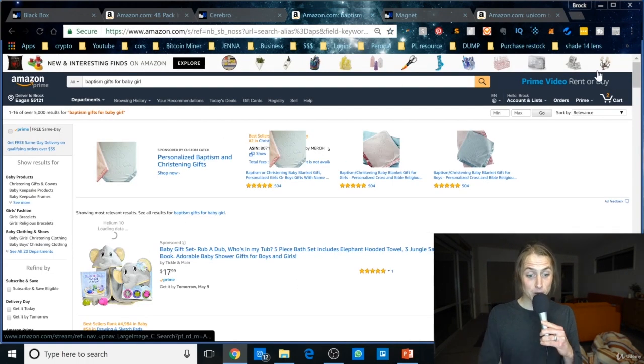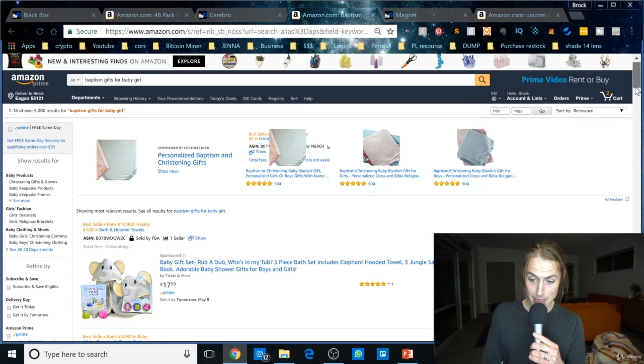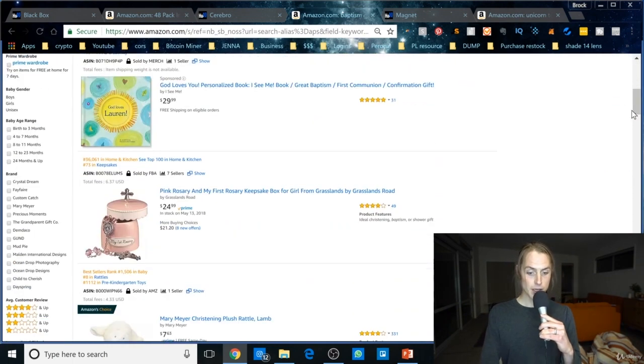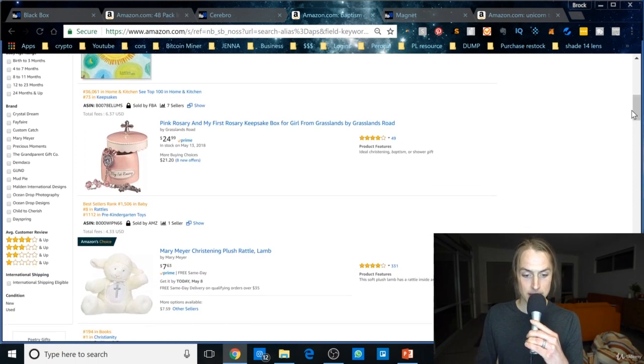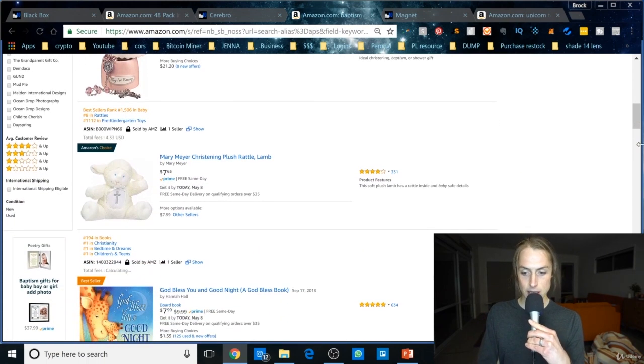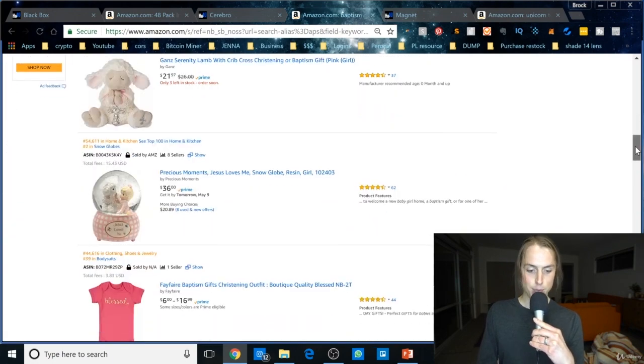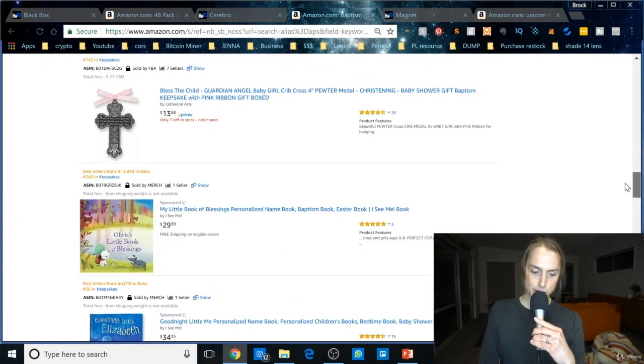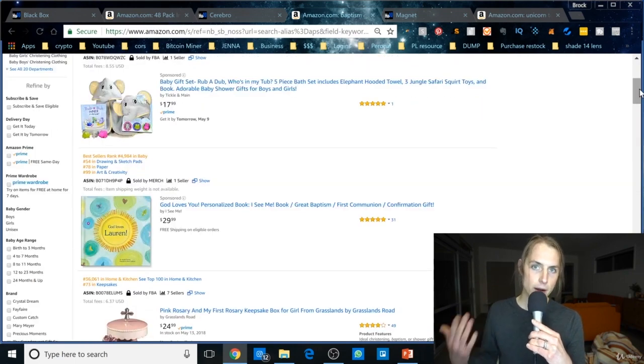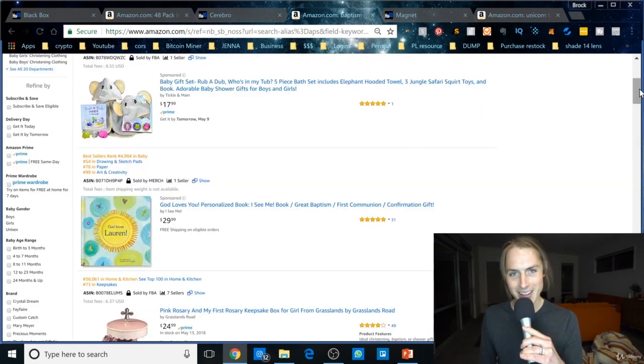All right, now we have looked up baptism gifts for baby girl on Amazon, and you see the top ranking ones, they don't even have baptism gifts in the title. No, this one is, this lamb is, but some of the other ones don't. So this would be where you could probably innovate within this.